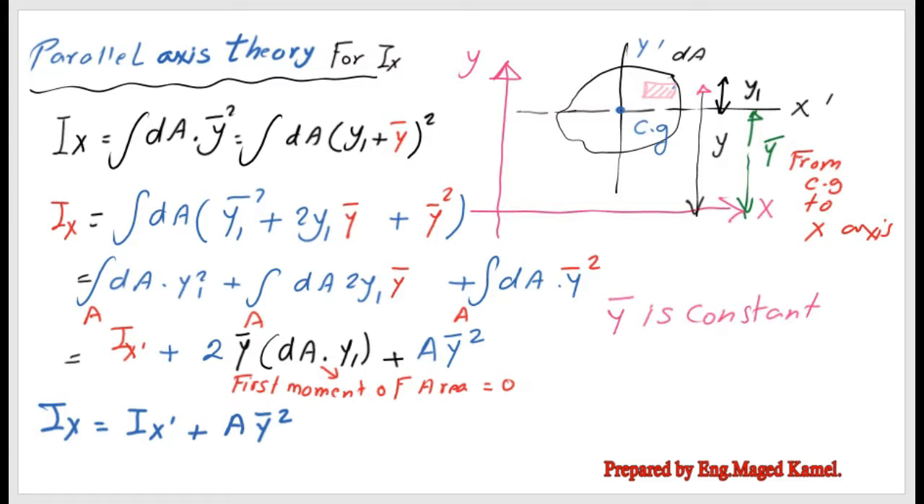So finally, the moment of inertia equals Ix dash, which is the moment of inertia about the axis passing by the CG, plus the area multiplied by y bar squared. In this regard, sometimes it's easy to estimate the moment of inertia about an external axis, and by subtracting the area multiplied by y bar squared, we can get the expression for the moment of inertia about the CG.